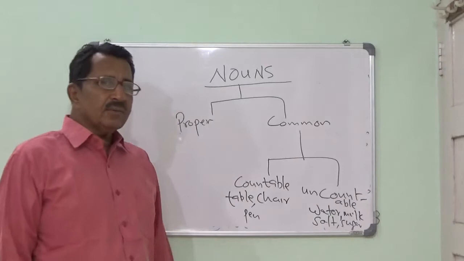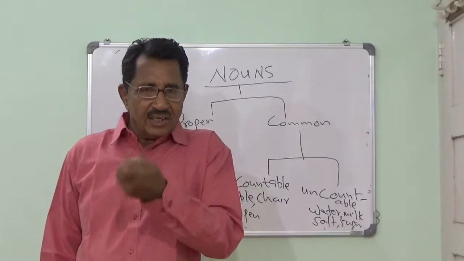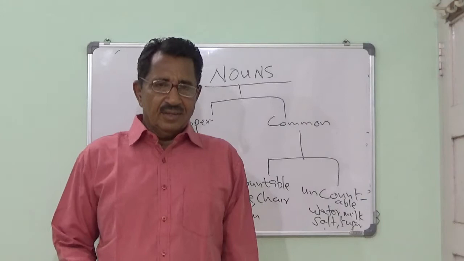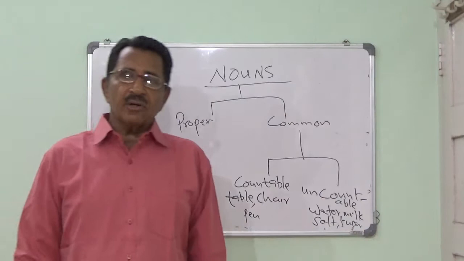Uncountable nouns, say you have tea. Have you got tea with you? You cannot count it. One tea, two tea, three tea, I cannot. Or coffee. One coffee, two coffee, three coffee, you cannot do. Understand? So, countable common nouns and uncountable common nouns.